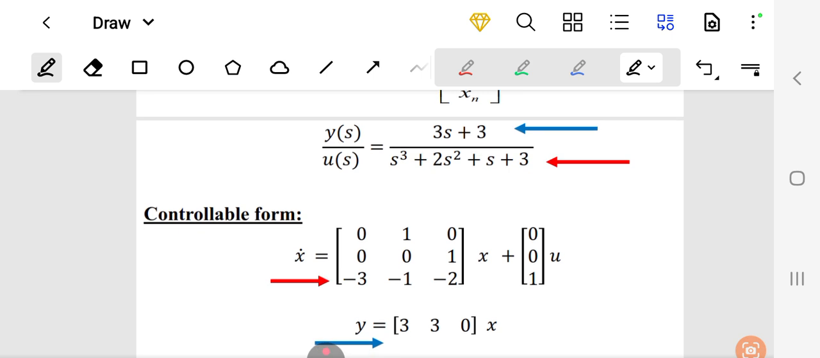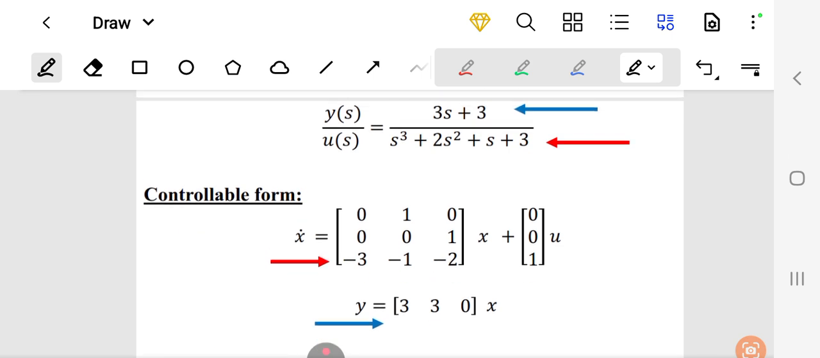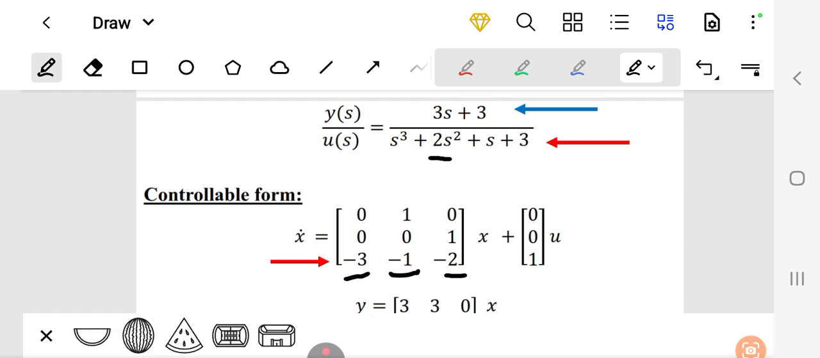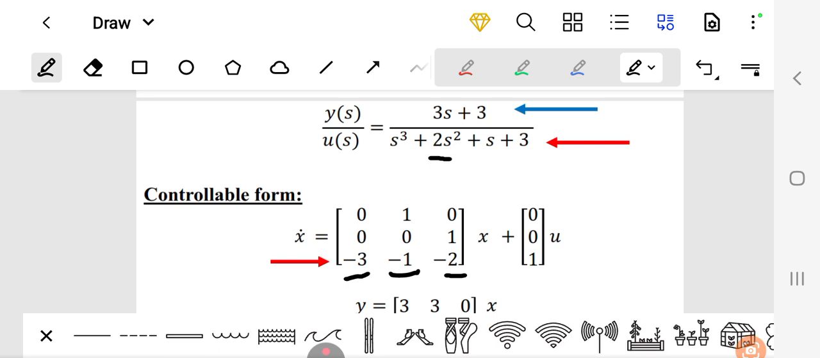Let's see an example for the controllable and observable canonical forms. For the controllable canonical form, we will take the coefficients of the denominator from right to left with opposite sign, -3, -1, and -2, until the coefficient of s squared, as this is a third order system.